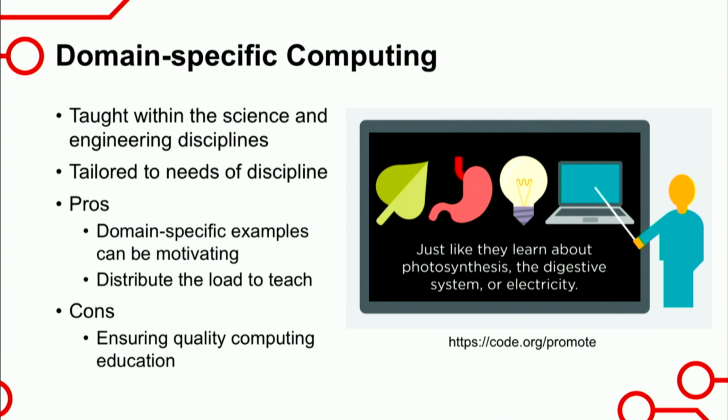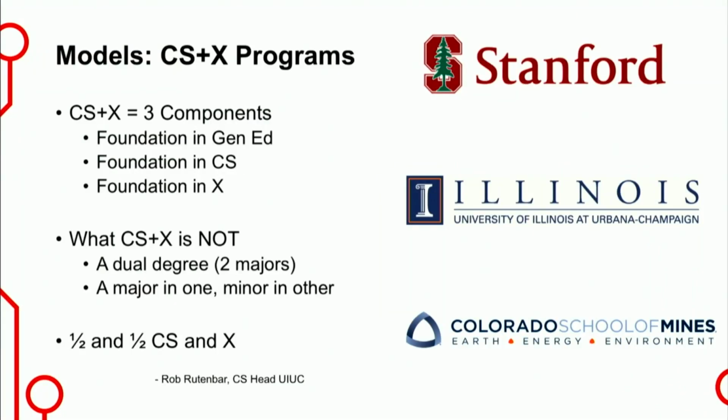But if you teach it to them within the context of something they're really interested in, it can be very motivating. It also does distribute the load to teach all of these courses. However, it's very challenging to ensure that you have experts who can teach these courses in all of the different disciplines. And then there's the model of the CS plus X, which I believe there is a whole panel on this afternoon, so I'm not going to go into much detail on this. But this is basically the idea that you take half your courses in computing, half your courses in whatever other discipline you have, and kind of meld those together into degrees.